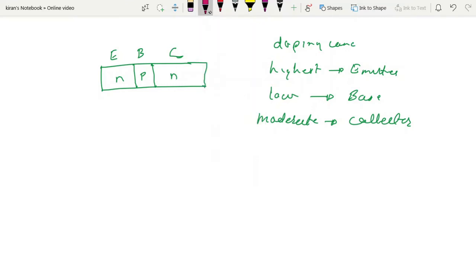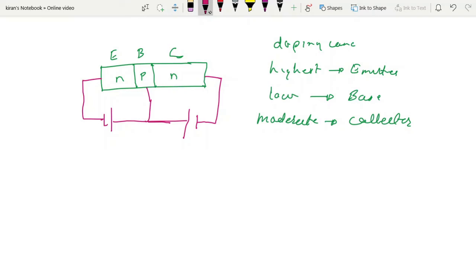Now suppose this is the emitter terminal, this is the base terminal, and this is the collector terminal. Now suppose I forward bias the emitter base junction, so this is forward bias, and I forward bias the collector base junction as well. So what is going to happen? This is the collector N-type material, this is P-type. What's going to happen now?